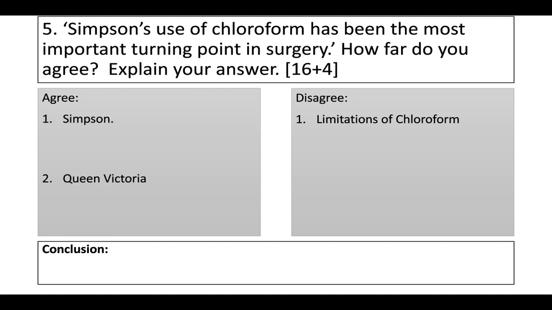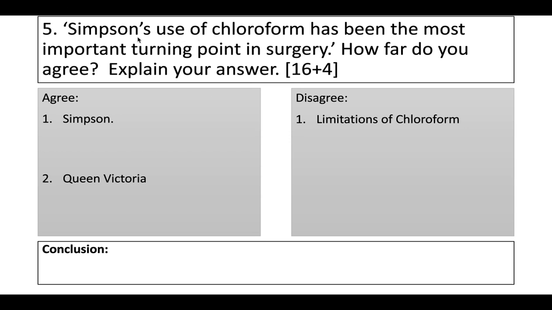So we might open up by agreeing. It doesn't matter. You don't have to agree first. I think it's better to agree first and then disagree and then challenge the argument. But when agreeing, we need to talk about Simpson. I say could, we definitely need to talk about Simpson and present the argument that is given in the question.